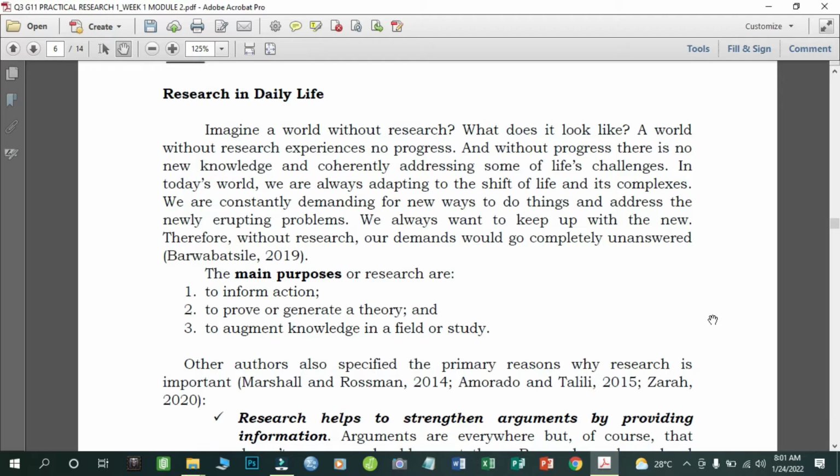Now this is the main purpose of research. Number 1 is to inform action. Number 2, to prove or generate a theory. And 3, augment knowledge in a field of study. In number 3, this is related to your research project.